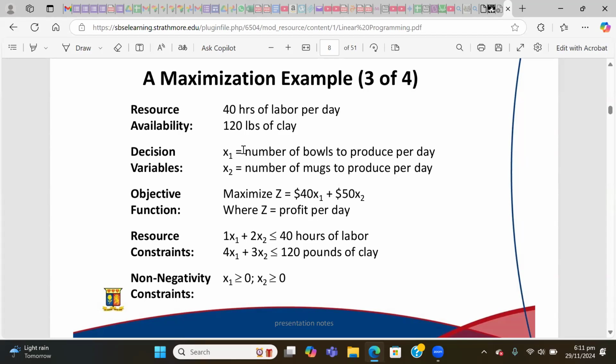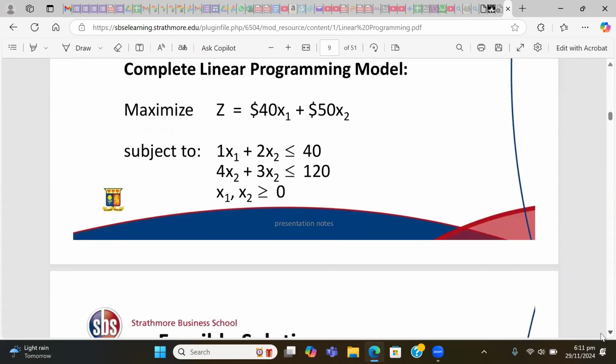Good. So with all of this information now, I think in the next slide they summarize it all. This is all of them. And our next step now is to graph these inequalities, right?